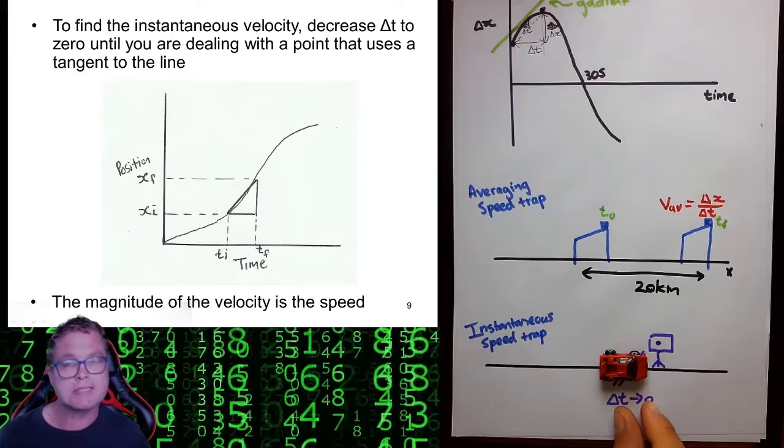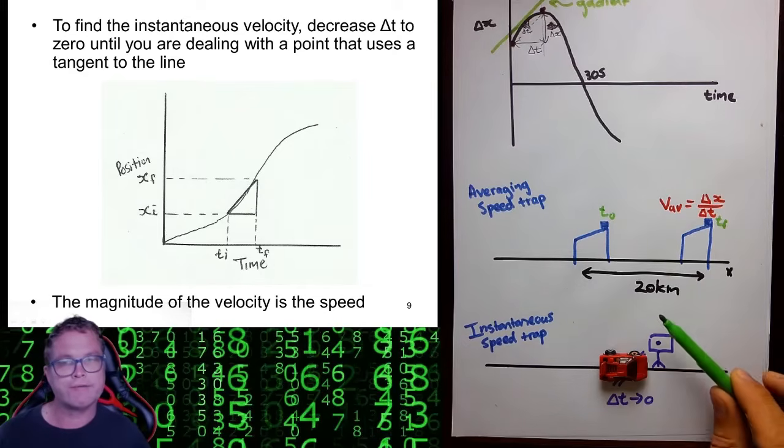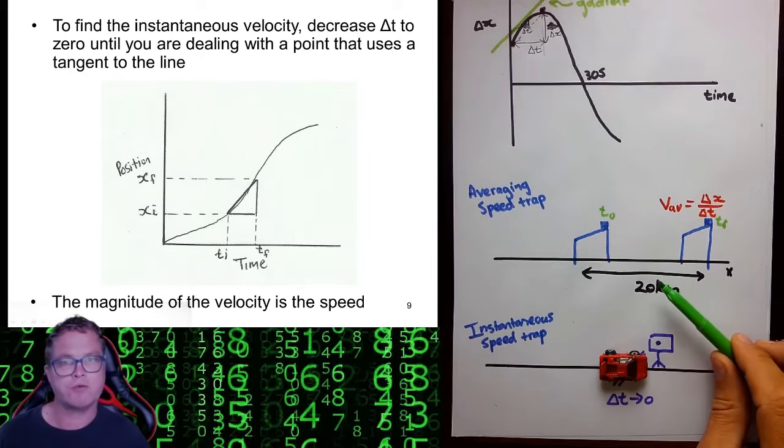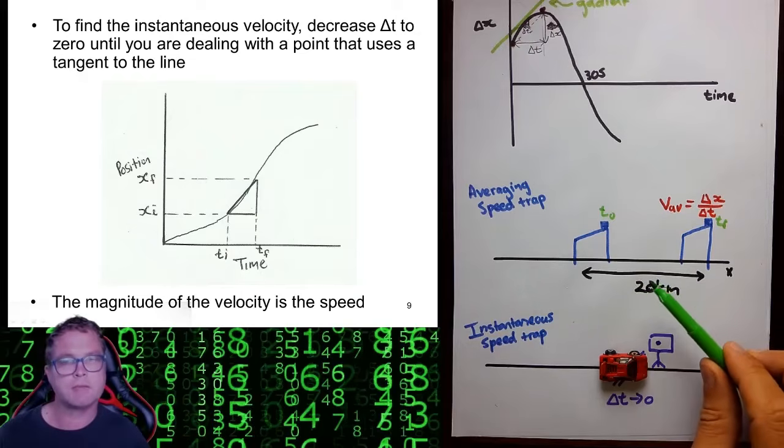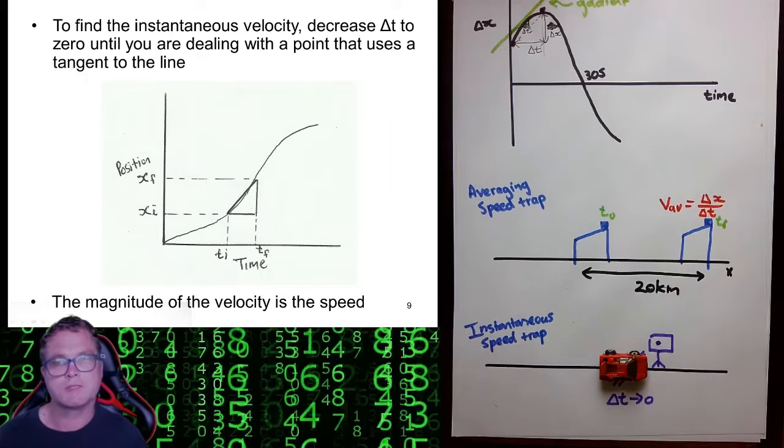This delta t tends to 0 is another way of saying that the time it takes for this measurement to take place is in the order of milliseconds. It's a very short time, which is different to the average enforcement, where that happens over minutes or tens of minutes as you travel the 20 kilometers.